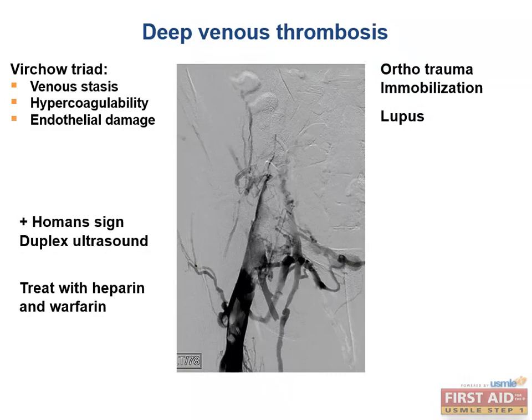This venogram is from a 15-year-old girl taking oral contraceptives whose left leg became severely swollen after a long airplane ride. As you can see, there is complete obstruction of the left proximal femoral vein, propagating into the distal IVC with multiple dilated collateral vessels.